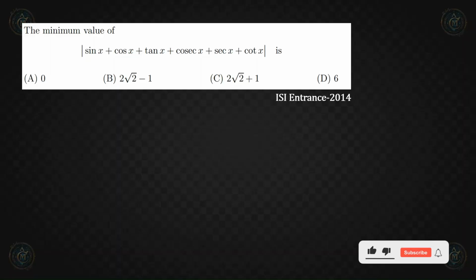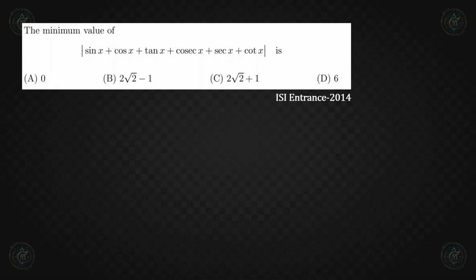In this session we have a problem from ISI entrance 2014. In this problem we have to find the minimum value of this modulus, which is involving all the six trigonometric ratios. This problem may look very easy and very simple.